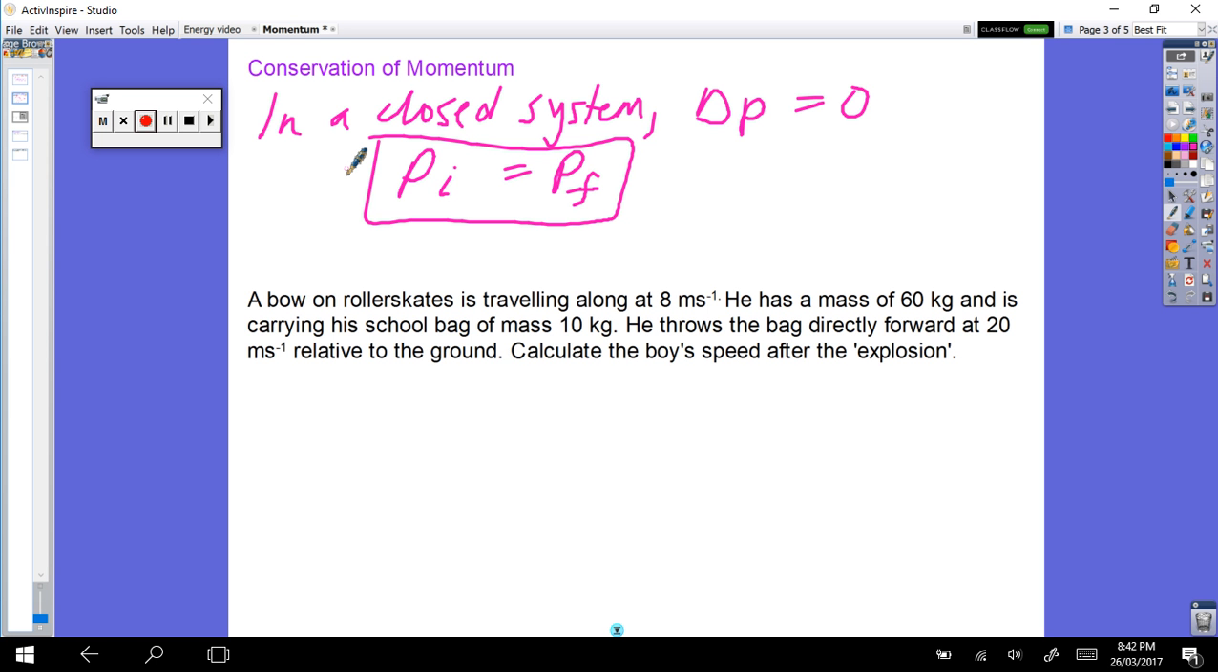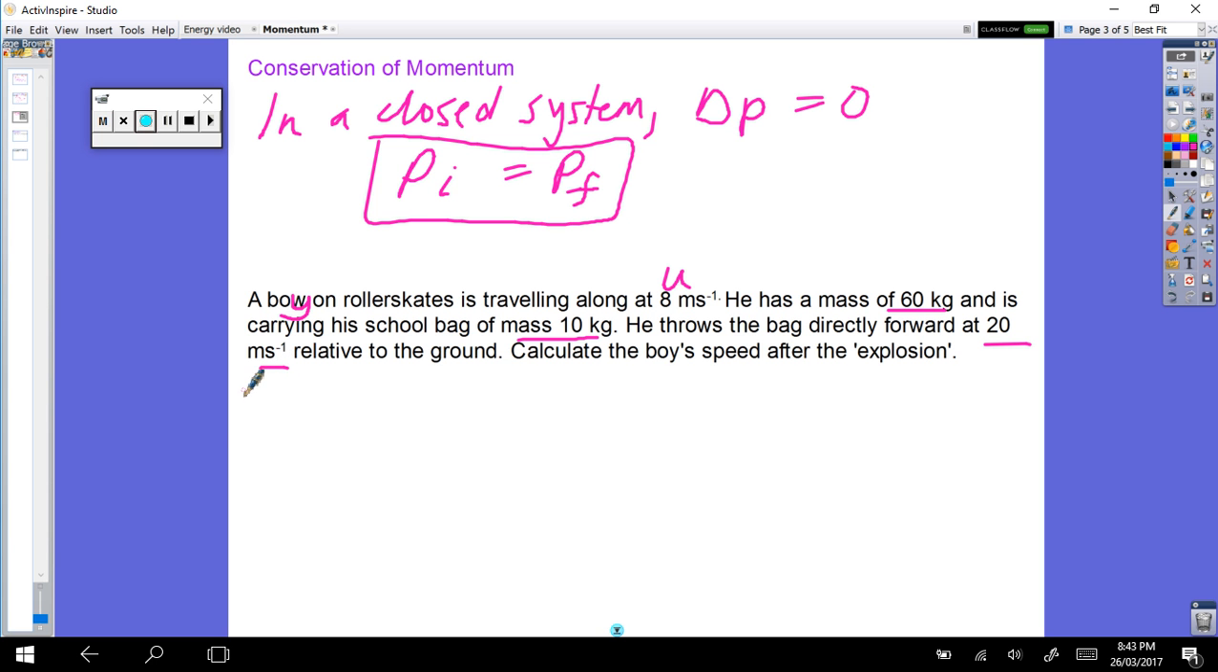So if we look at our first example, we've got a boy on roller skates travelling along at 8 meters per second. So this is our initial velocity. He has a mass of 60 kilograms, and is carrying a school bag of mass 10 kilograms, so we've got two masses there. He throws the bag directly forward at 20 meters per second relative to the ground. Calculate the boy's speed after the explosion.